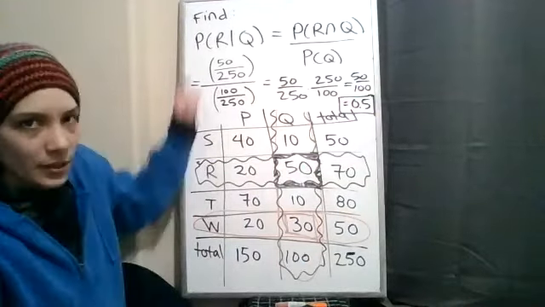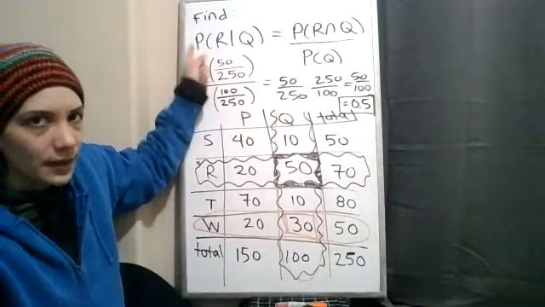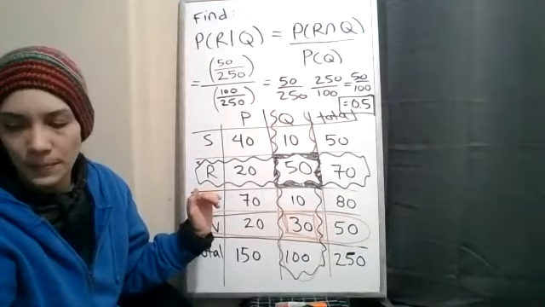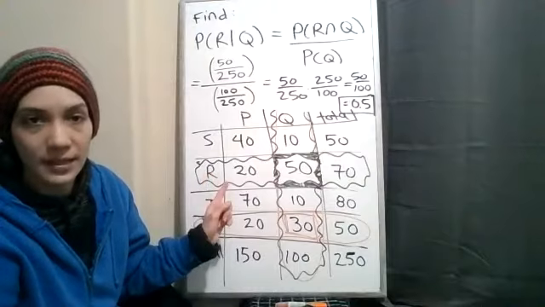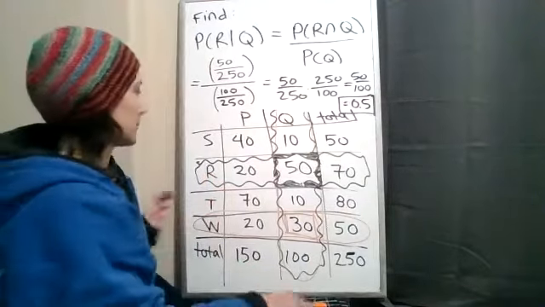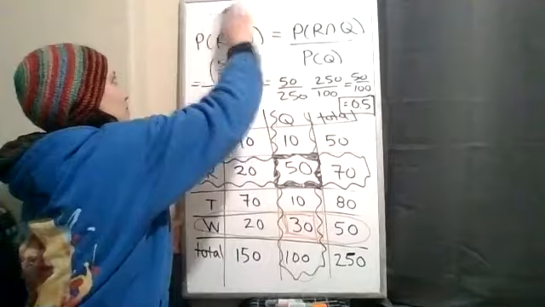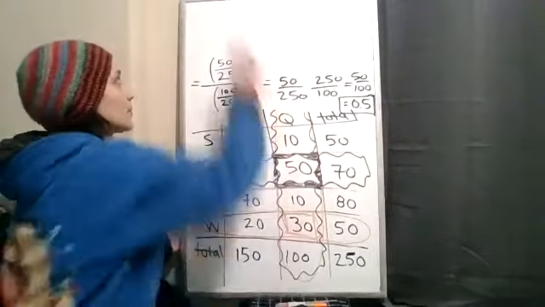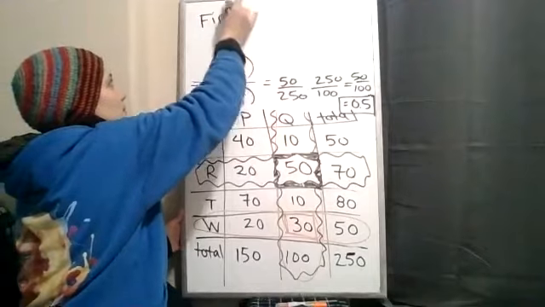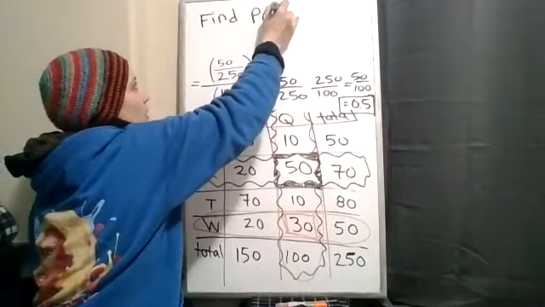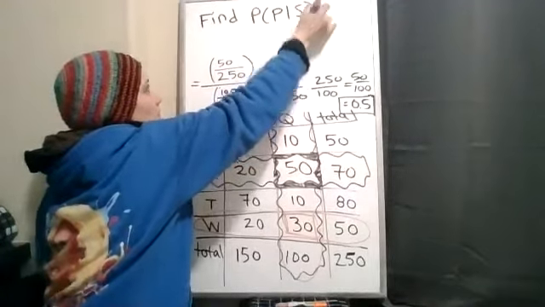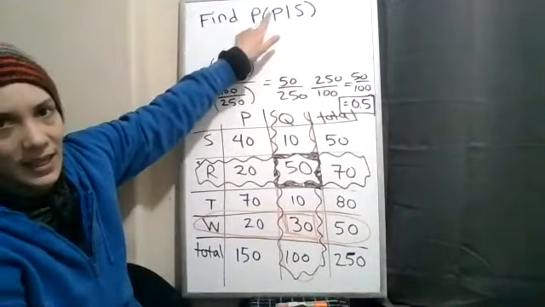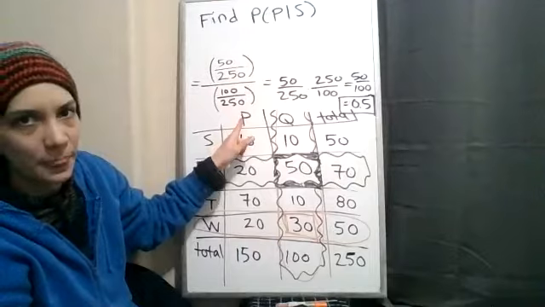I think we should try like two more of these. Find the probability of P given S. That looks kind of weird, that's okay. So this is a P for probability, and that's a P for like the category P.